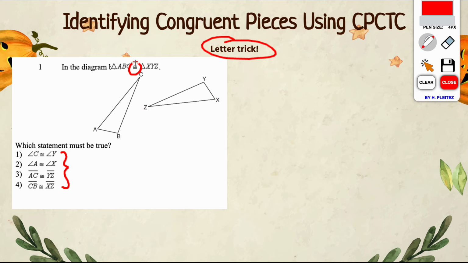So our first battle is to draw these triangles in the same orientation so that we can easily see which sides and which angles go together.